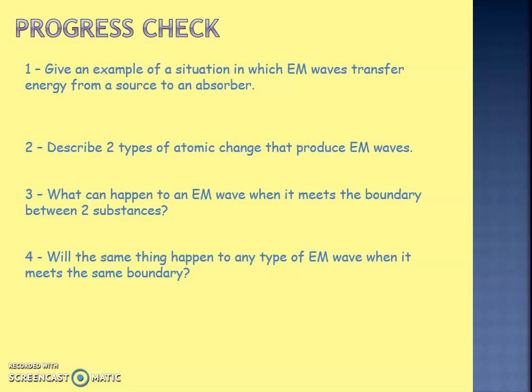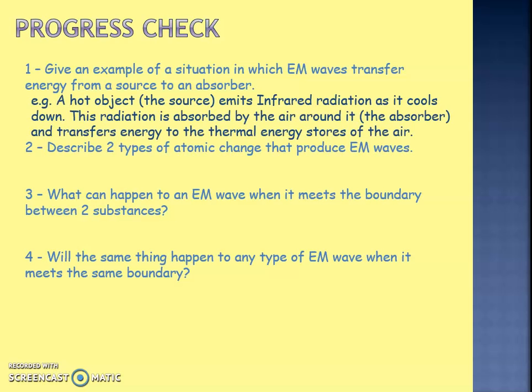Okay, so give an example of a situation in which electromagnetic waves transfer energy from a source to an absorber. Lots of different ones of these you could have had. I've given an example of a hot object emitting infrared radiation as it cools down. That radiation is then absorbed by the air around it, transferring energy to the thermal energy stores of the air. So our source was the hot object and our absorber was the air.